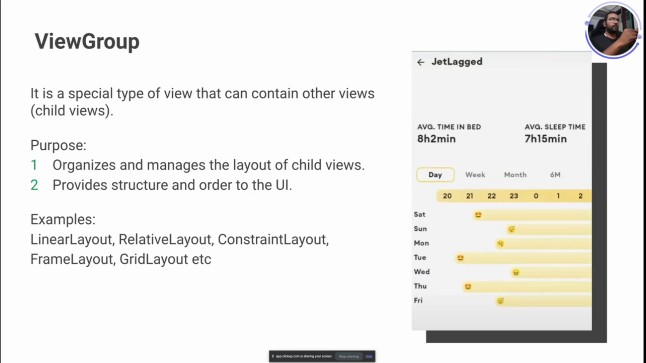In linear layout, as the name suggests, the children are aligned vertically or horizontally. In relative layout, the children are positioned relative to each other. Let's say I have a button in the top start of the app. I can say another button should be on the right of the first button. So that's how we arrange the children in the view group.